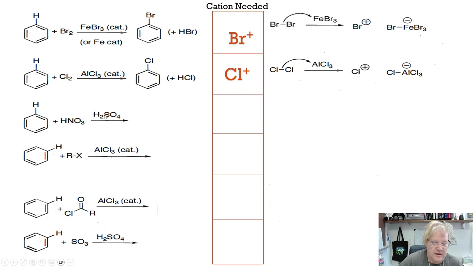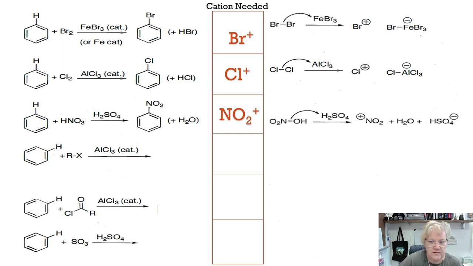Nitric acid and sulfuric acid, that was the nitration. So we got an NO2 group here. What was our electrophile? NO2 plus. And we formed that by interacting nitric acid with sulfuric acid to give these three products. All right, have we seen this one yet? No. An alkyl halide. Nope, haven't seen that one yet. Must be coming.